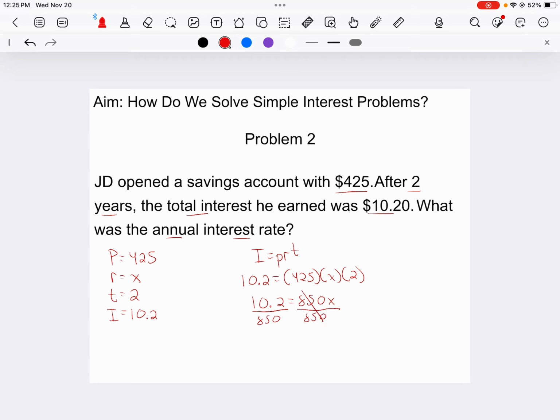10.2 divided by 850 is 0.012 equals X. But since we want our answer as a rate, meaning a percent, I'm just going to multiply this number by 100 and get 1.2%. So the annual interest rate is 1.2%.